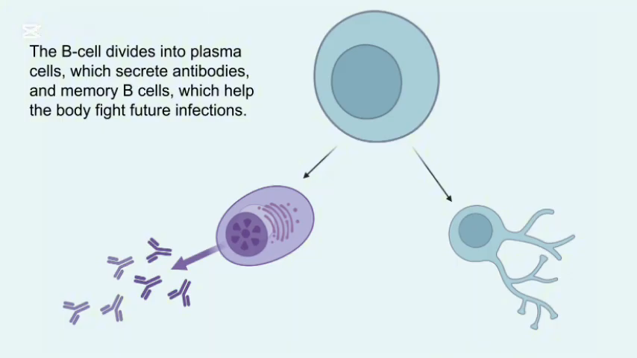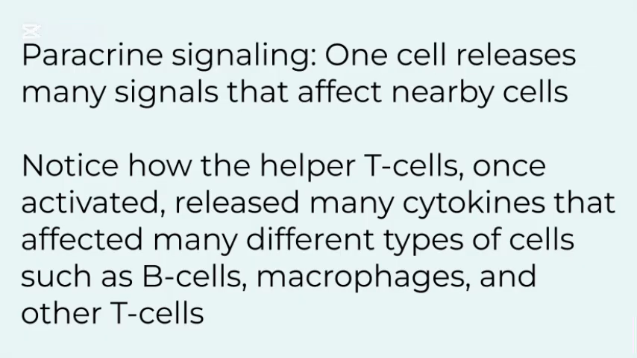infections. Paracrine signaling is when one cell releases many signals that affect nearby cells. Notice how the helper T cells, once activated, release many cytokines that affect many different types of cells, such as B cells, macrophages, and other T cells.